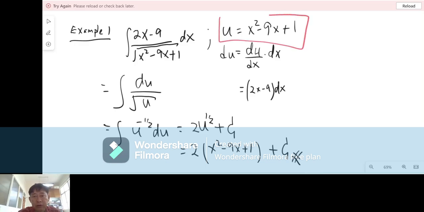The identification of the substitution rule is most crucial. Once you have this expression written down, then the integration with respect to x can be translated into integration with respect to u. And the integration in terms of u could then be easily obtained to be just 2 times u raised to the power of half. You just substitute u with the quadratic expression in terms of x, then you get the answer for this integral.